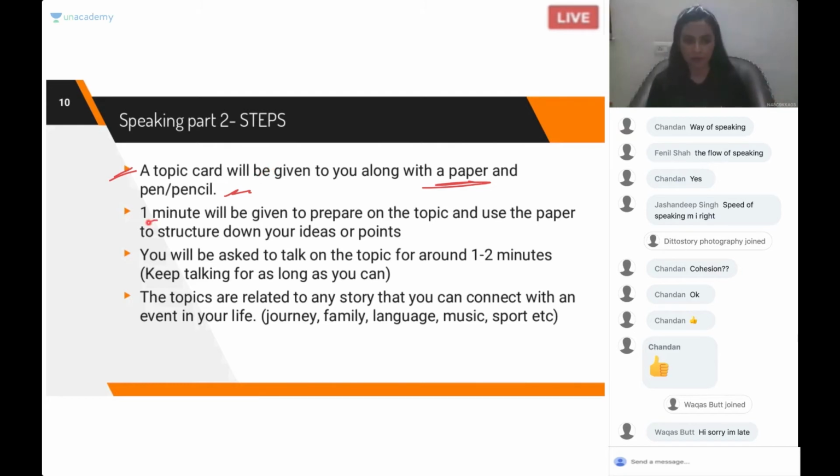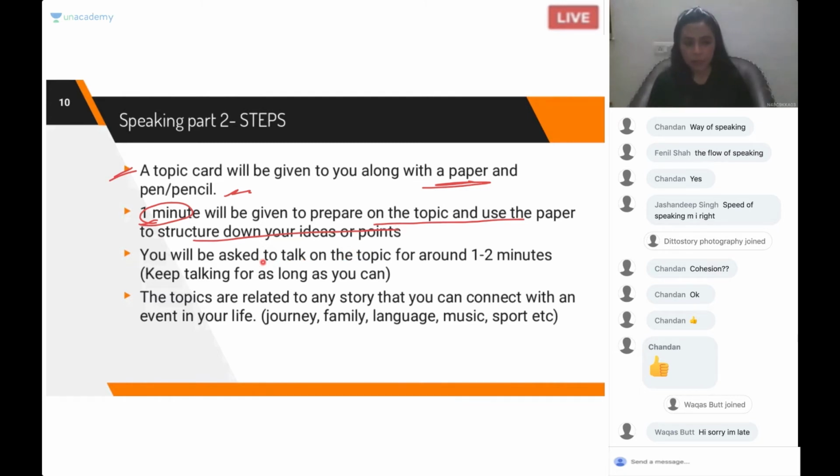Then they would give you a minute to prepare on the topic and structure it, right? After they give you the topic card, also called a cue card, they would give you 1 minute along with a paper, where you will be putting out points and ideas and start structuring. We'll go into detail on this, because this 1 minute is very, very important to do better in your following 2 minutes.